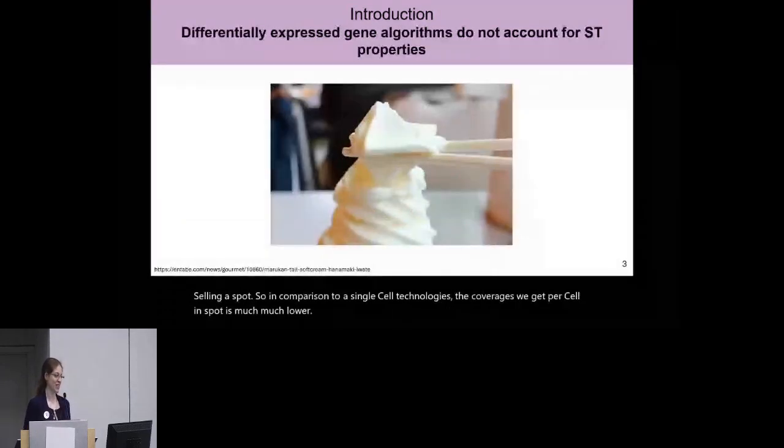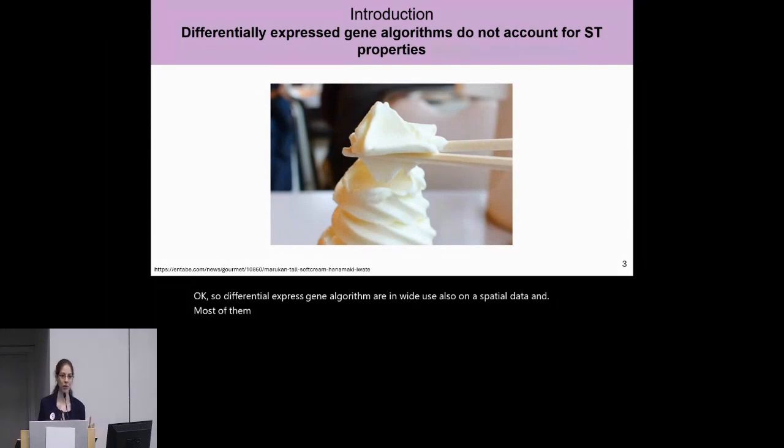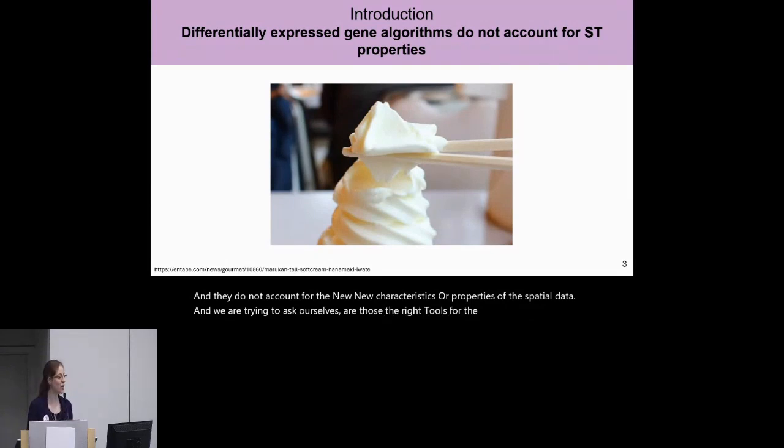Okay, so differentially expressed gene algorithms are in wide use also on spatial data, and most of them are the classic algorithms that have been developed previously, and they do not account for the new characteristics or properties of the spatial data. And we were trying to ask ourselves, are those the right tools for the task? So I don't know if it's clear from the image, but it's a person trying to eat ice cream with chopsticks.